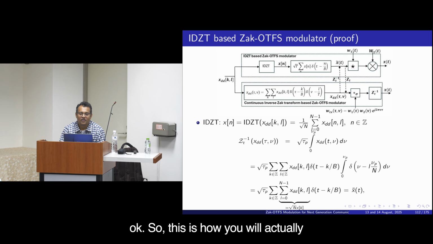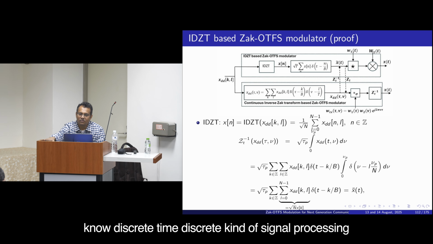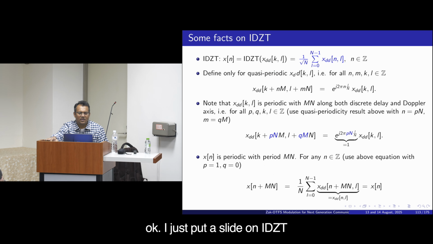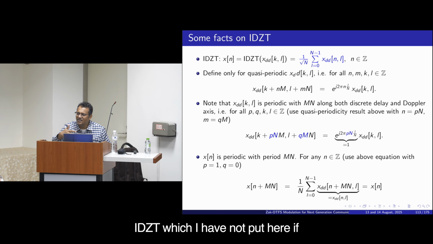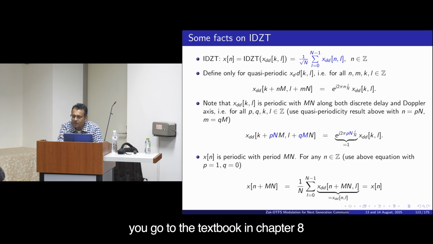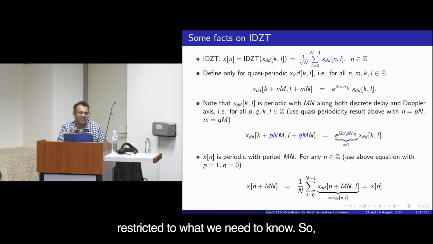So this is how you will actually implement Zak OTFS using any digital or discrete time signal processing. I just put a slide on IDZT. But there are a lot of properties of IDZT which I have not put here. If you go to the textbook in chapter 8 appendix A, there are a lot of other results also. But this one I have just restricted to what we need to know.